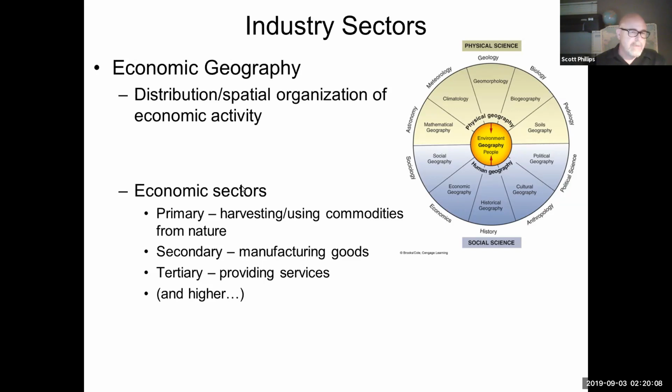Economists often divide how people make a living into three different groups. People who work in the primary sector, or harvesting or using commodities from nature, people who work in the secondary sector, which is manufacturing, and people who work in the tertiary sector, providing services. When you do your reading for this chapter, they'll talk about some higher level sectors like the quaternary sector, but those are really also part of the tertiary sector.